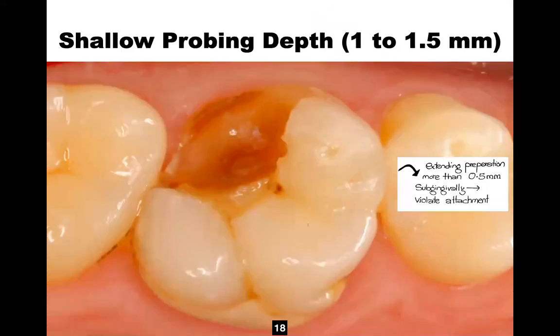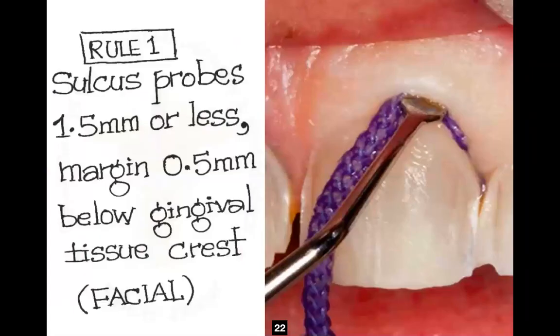Now it answers this particular case. Shallow probing depth, 1.5 mm or less than 1.5 mm. In this case, what will we do? Now, looking at the slide I showed, you might be confused that okay, if I place the margin 0.5 mm subgingivally, it will violate the gingival biologic width apparatus, right? Let's go back to rule one. I repeat again.